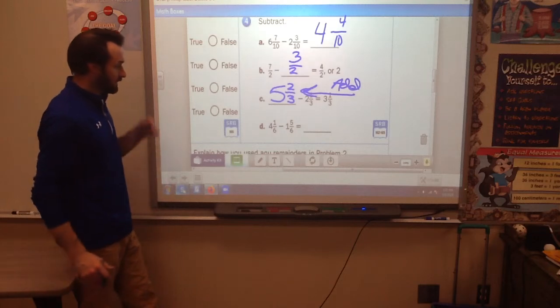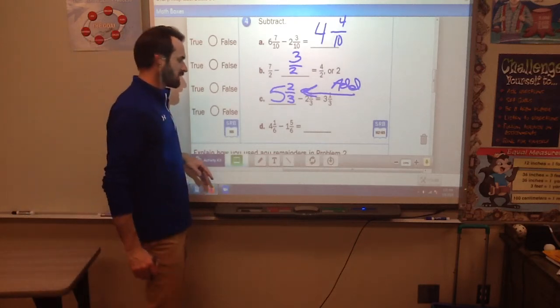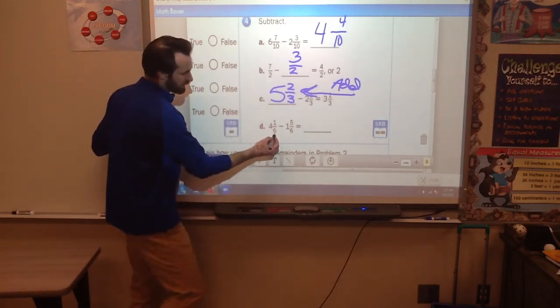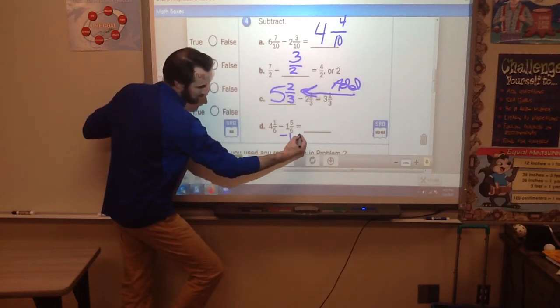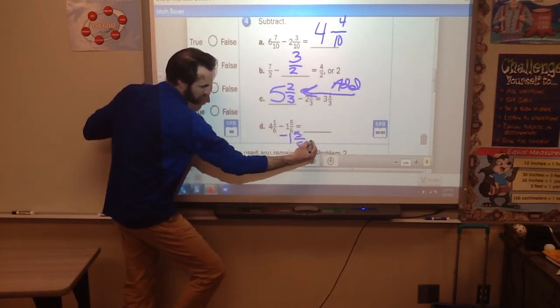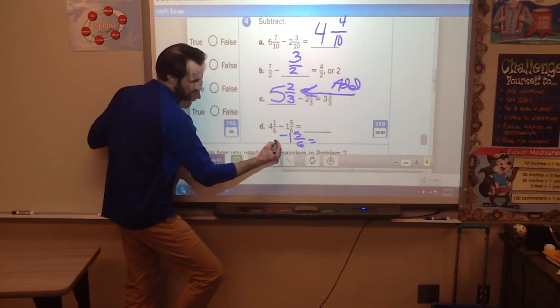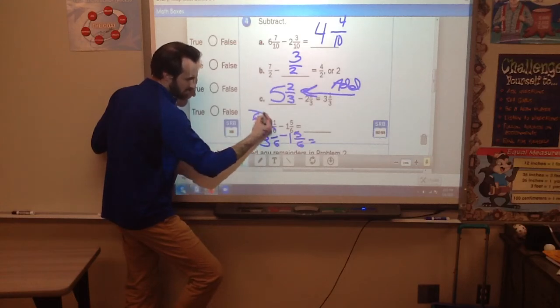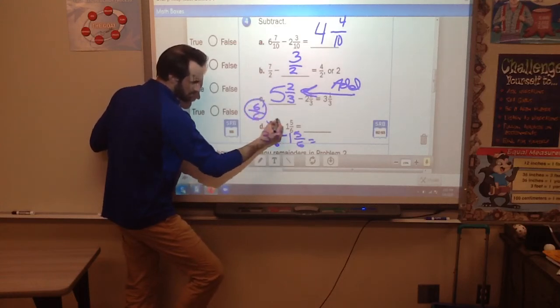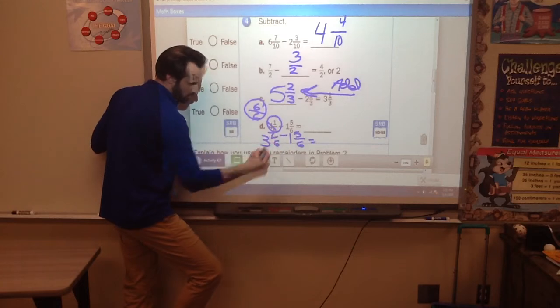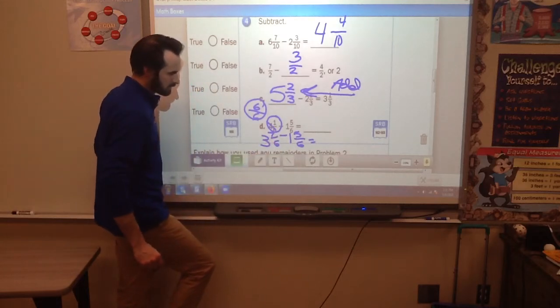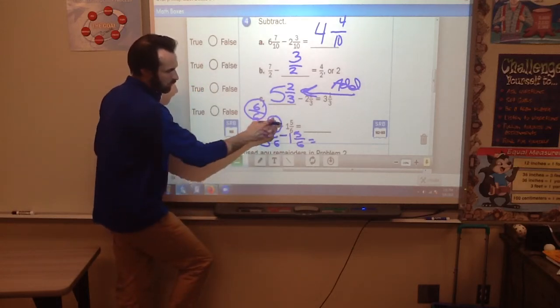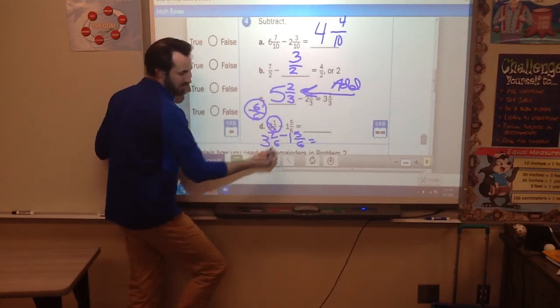Taking a look at this one, this is the one that's probably the most difficult to do because we have to regroup from this. So I think down here I would rewrite this like I've taught you. And we know that we're going to have 6. I cross out the 4, it becomes a 3. That 1 that we took becomes 6 over 6. We have 6/6 and 1/6, that's a total of 7/6. Because 4 and 1/6 is equal to 3 and 7/6.